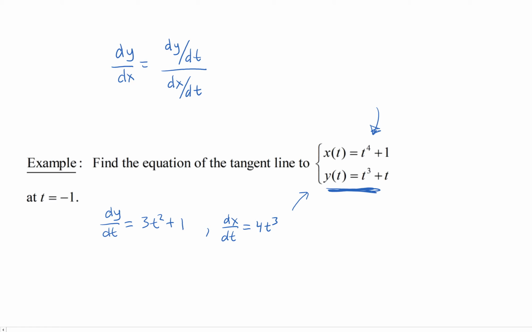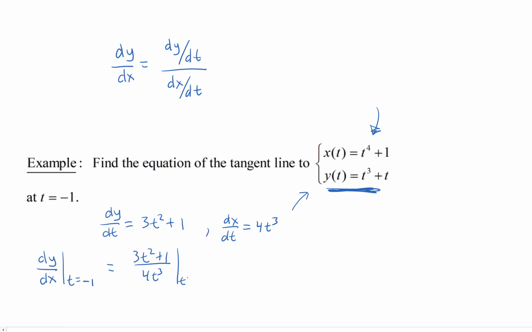And so we need the equation of the tangent line. That means we need the slope of the tangent line. That means we need to evaluate dy/dx at t equal to -1. So let's figure that out. The slope of this curve, dy/dx, at t equal to -1 is going to be, all right, let's find that quotient: (3t squared plus 1) over 4t cubed, right? The numerator is my dy/dt. The denominator, 4t cubed, is dx/dt.